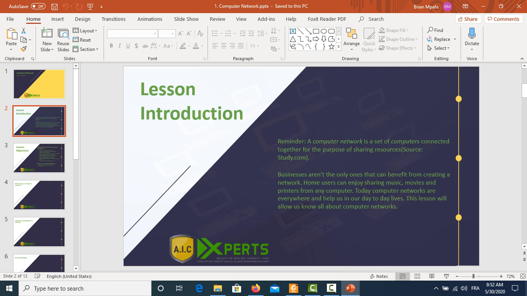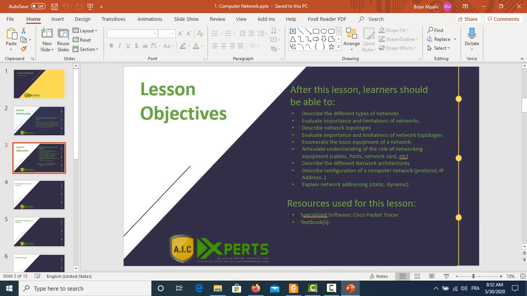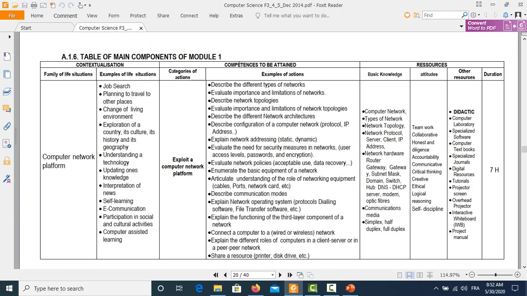I give a reminder of a keyword or key definition that the ministry expects the learners to know as far as this particular lesson objective is concerned. Next, I describe my lesson objectives. This is exactly taken from what the ministry gave. So, for example, I just copied this.